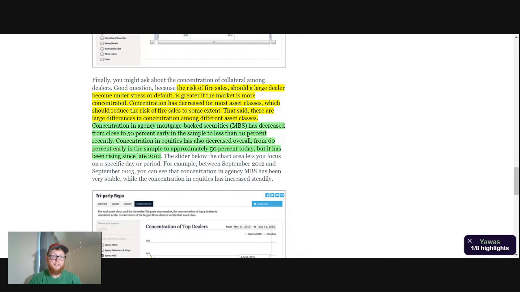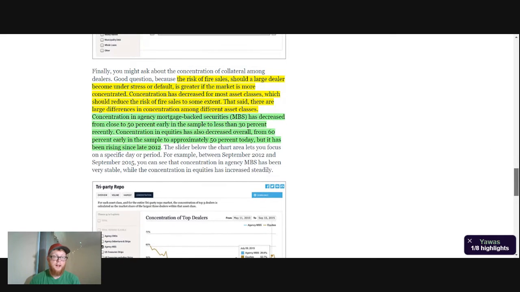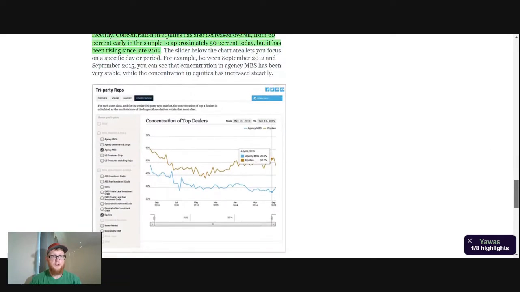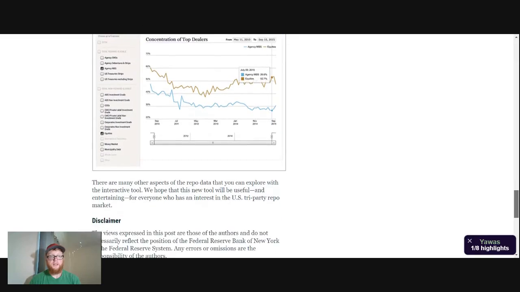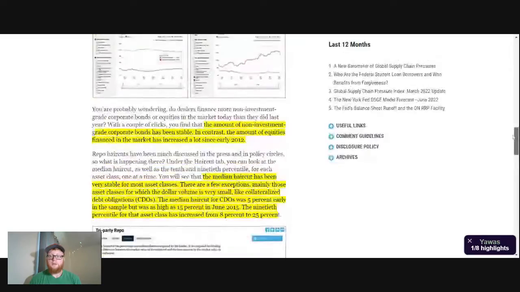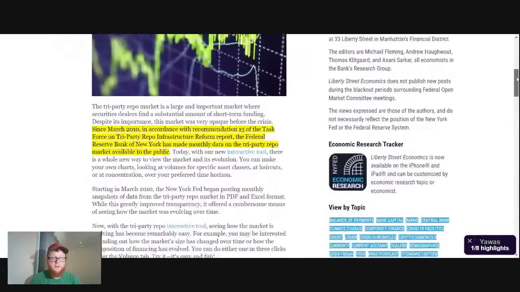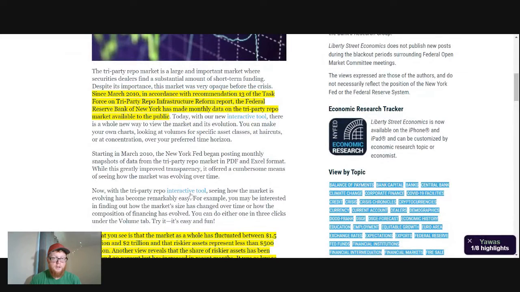An example they give is mortgage-backed securities, which has decreased from close to 50% early in the sample to less than 30% recently. And then concentration in equities has decreased overall, but has been rising since late 2012, right? Keep in mind this was posted like 7 years ago or so. That being said, let's head over to this interactive tool. If I can find the hyperlink.